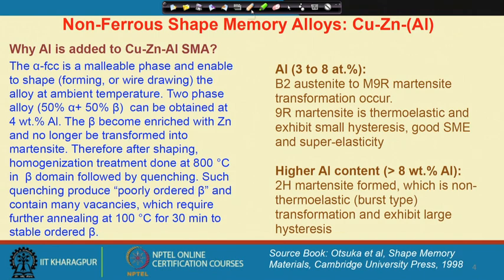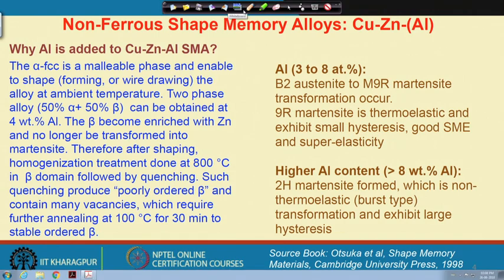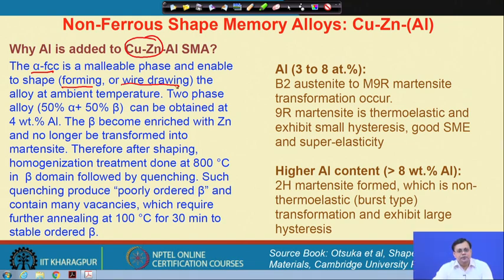Now, the basic question that comes to our mind, as I said, is why we add aluminum to the copper zinc system, what is the purpose of it? Usually, as I said, alpha FCC, this is the alpha copper phase, which is actually the malleable phase, and it enables us to shape the alloy during forming, or let us say if I want to produce some shape memory wire, like in the wire drawing process. So, the alloy at ambient temperature allows some formability.